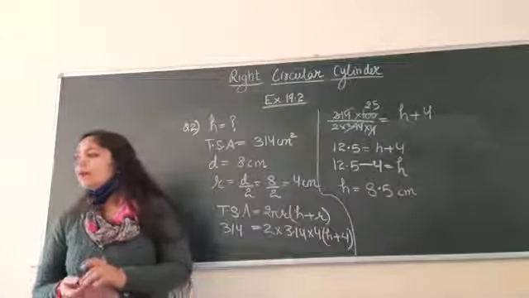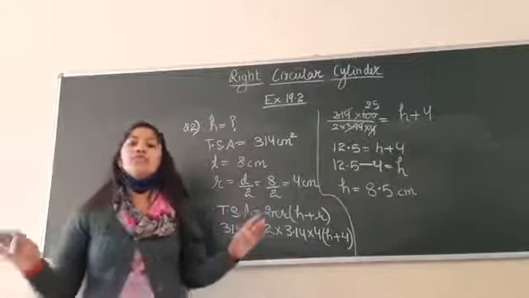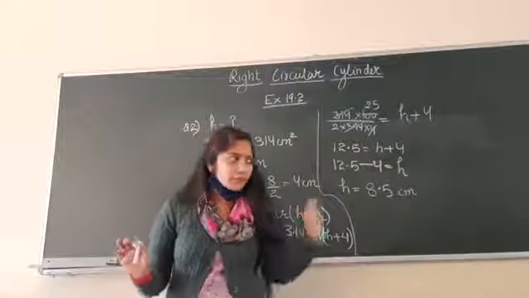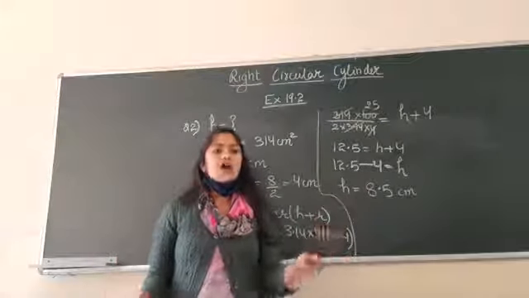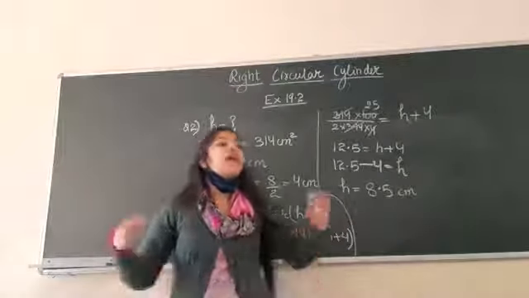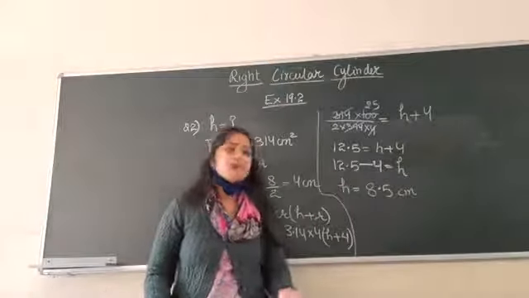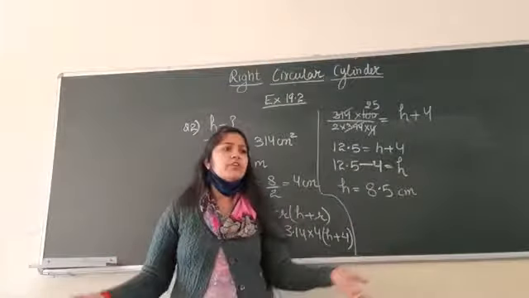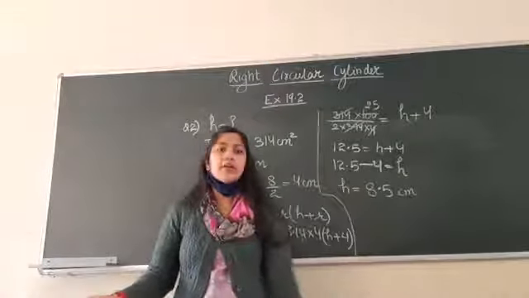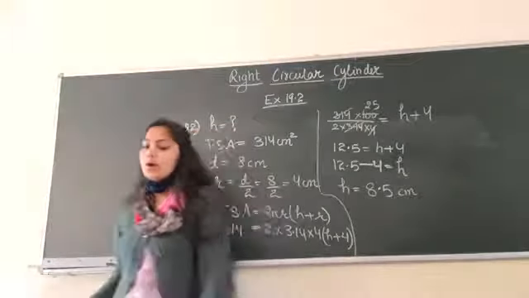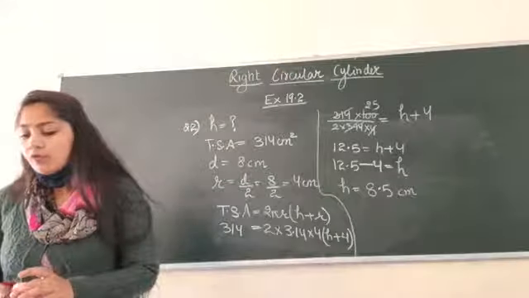Now question number 4. In case you face any problem in question number 3, if you are not able to solve, come to me, ask me, I'll help you out, or I'll do the question on the board next time. But I want you to try it. It's not very difficult. You just have to put the value in 2 pi r, and you will calculate r. Clear? Okay.